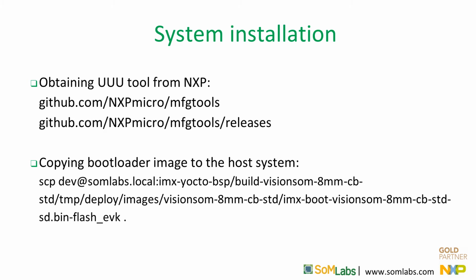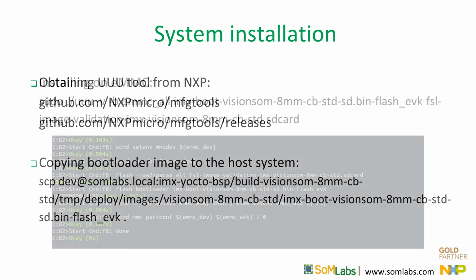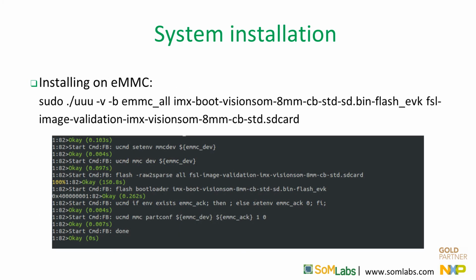It is built together with the image, so we can download it from the virtual machine, just like the image archive. It is a file with the bin-flash-EVK extension. Having both files, the system image and the bootloader, run the UUU command. Superuser permissions are required. The utility installs everything on the device's eMMC memory.